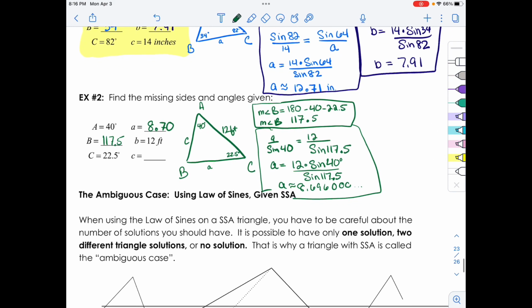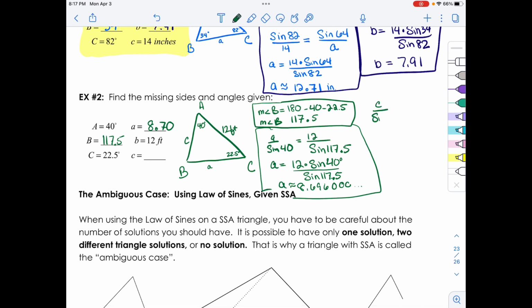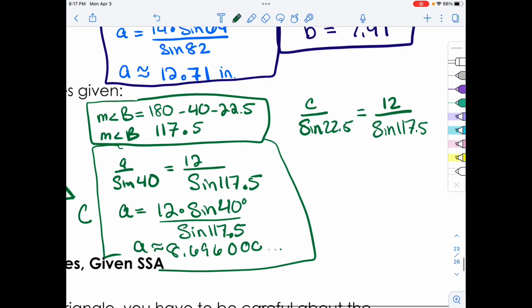Now my last part I have to do for side C. So c over the sine of 22.5 equals, I like to go back to the non-rounded number. We talked about it earlier in the semester. You only round once. So I already rounded 8.70, so I don't want to use that if I don't have to. I want to go back to using the 12 feet, and the 117.5 is exact, not rounded. So the sine of 117.5. All right, so for this one, we have 12 times the sine of 22.5 divided by the sine of 117.5.